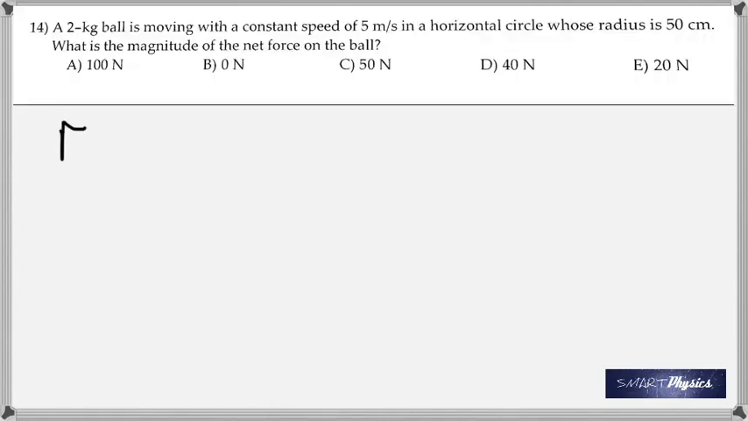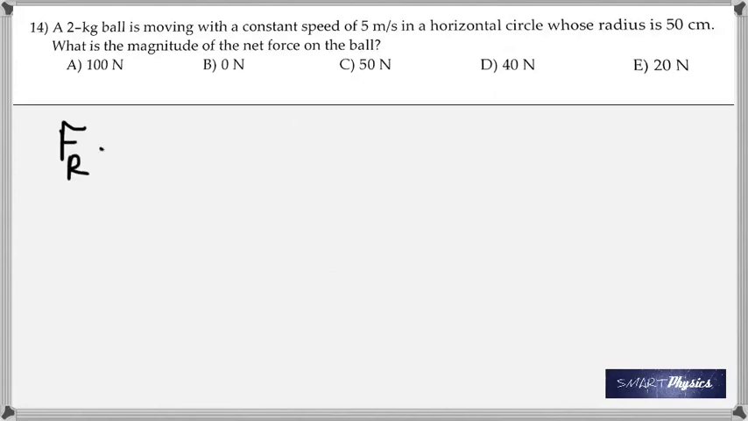14. A 2 kilogram ball is moving with a constant speed of 5 meter per second in a horizontal circle whose radius is 50 centimeter. What's the magnitude of the net force on the ball? It's a horizontal circle. Gravity has nothing to do with it.